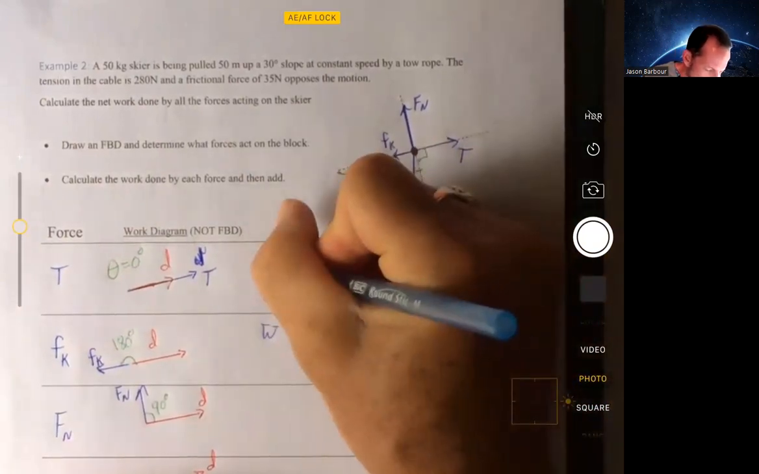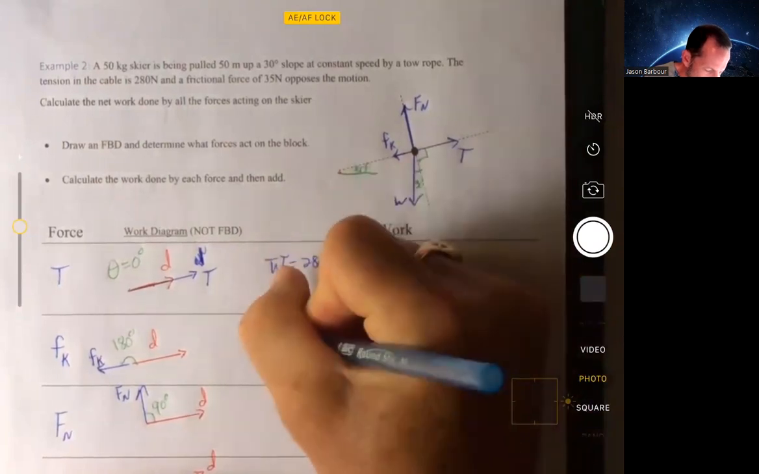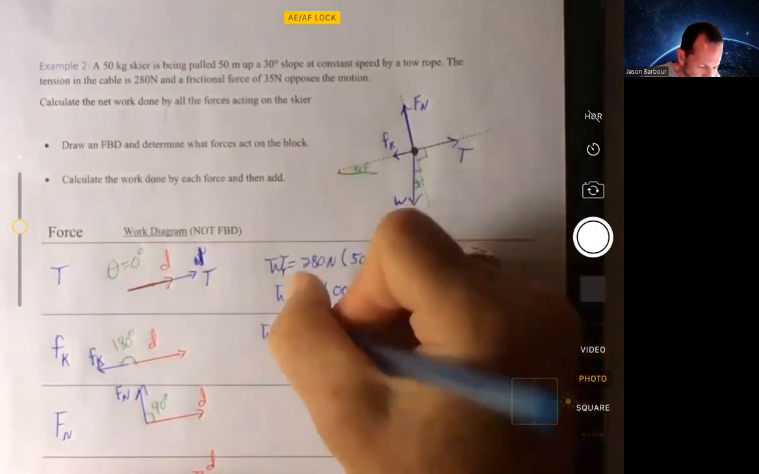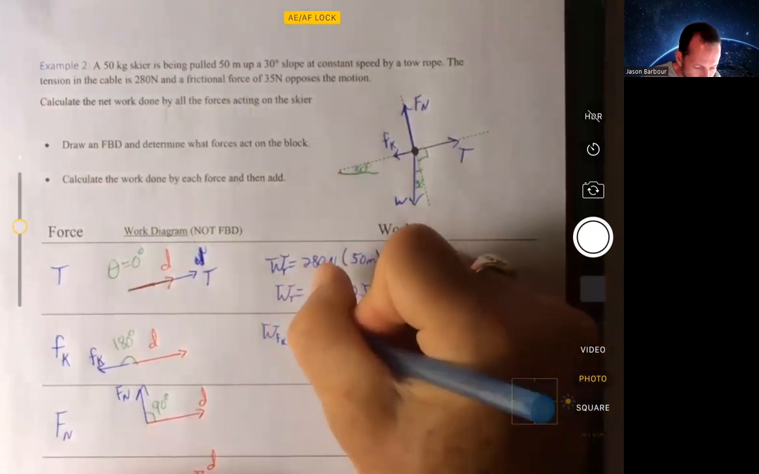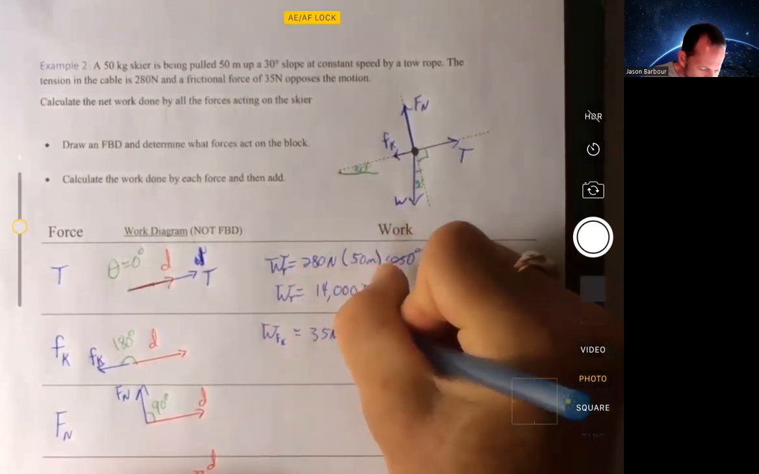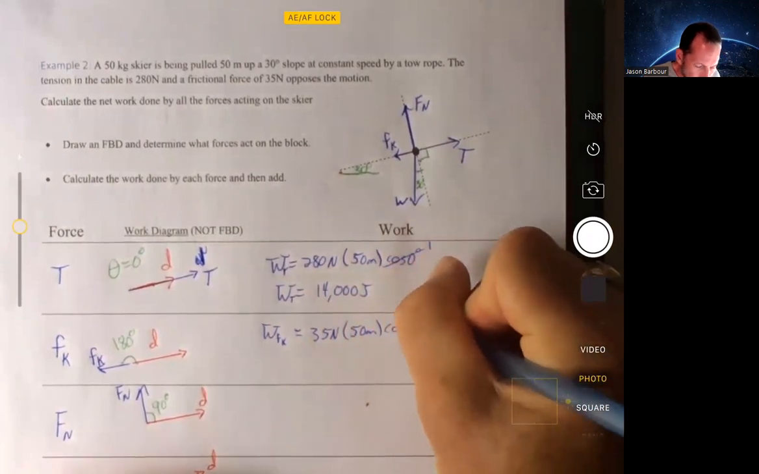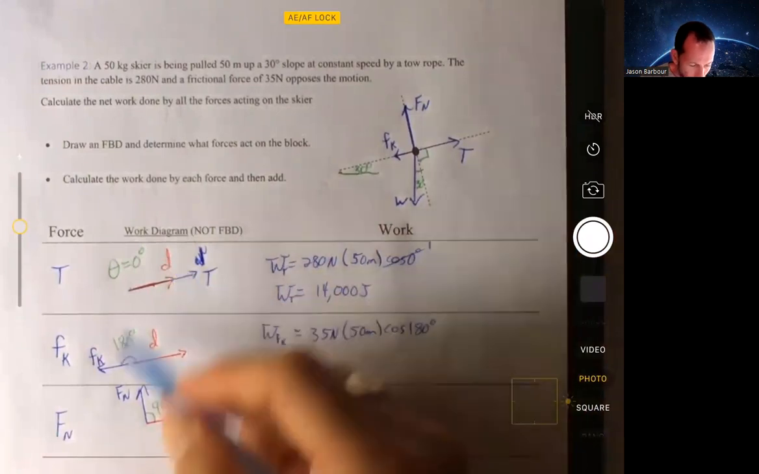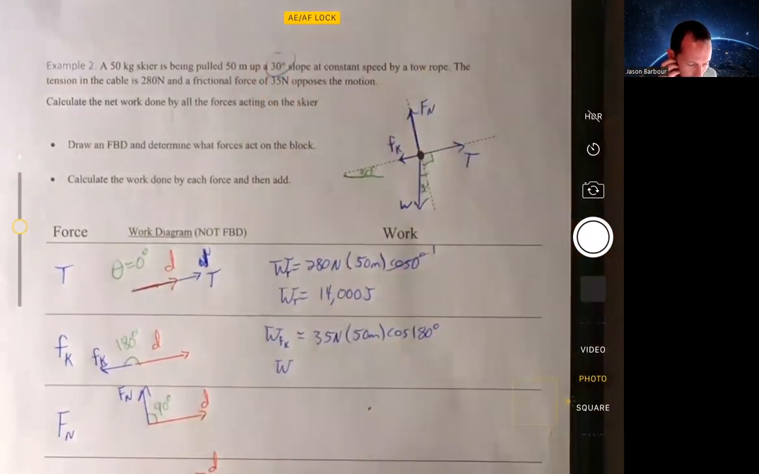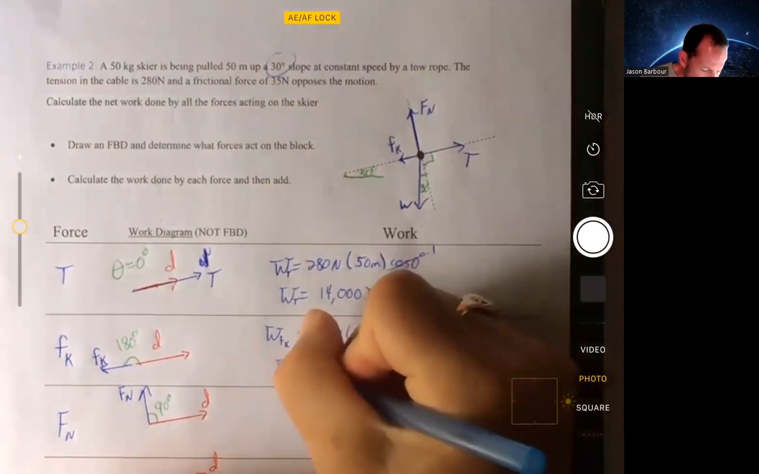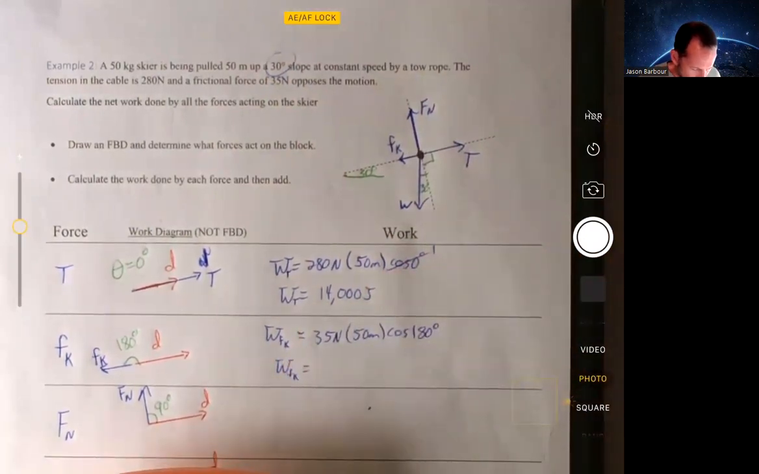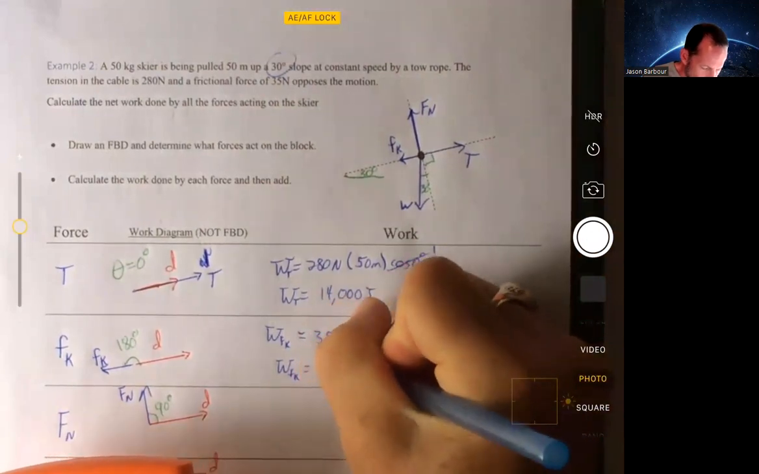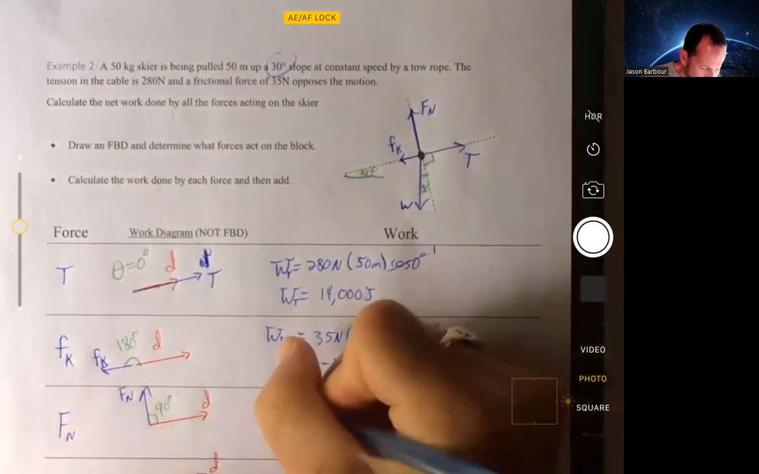And we could put some subscripts in here. Let's see, the friction is 35 newtons times 50 meters times the cosine of 180 degrees. It's important to get the angles from your work diagram and not just from the problem description. So 35 times 50 times cosine of 180, which I know is just negative one. So that comes out to negative 1,750 joules.